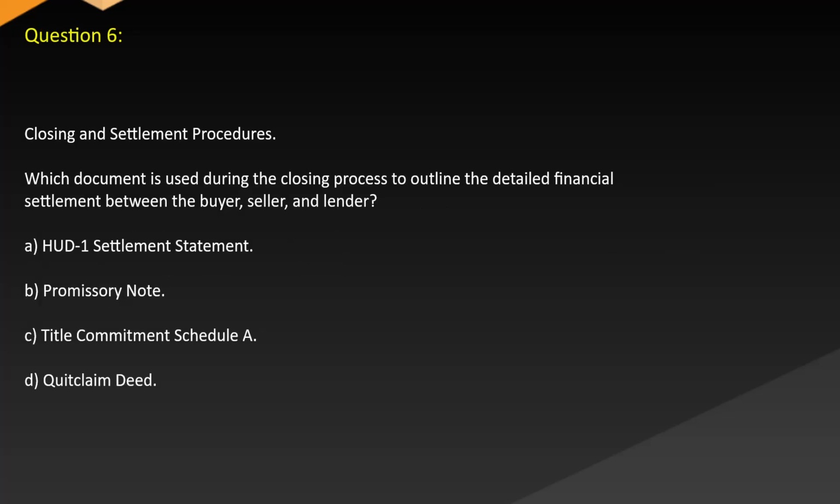Question 6. Closing and settlement procedures. Which document is used during the closing process to outline the detailed financial settlement between the buyer, seller, and lender? A. HUD-1 settlement statement. B. Promissory note. C. Title commitment Schedule A. D. Quitclaim deed.